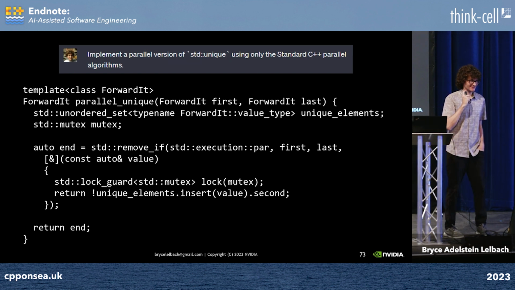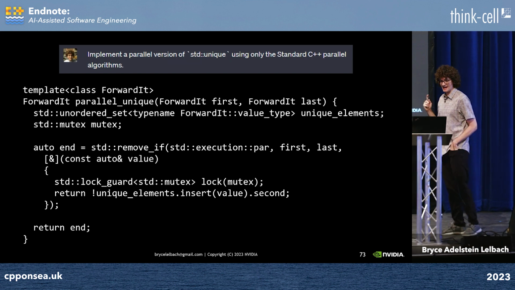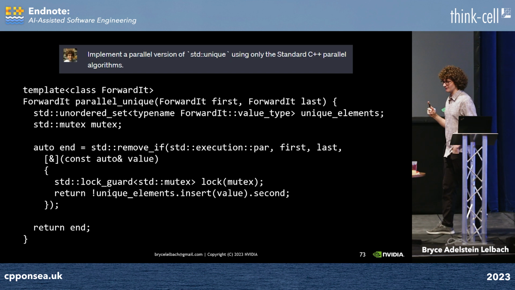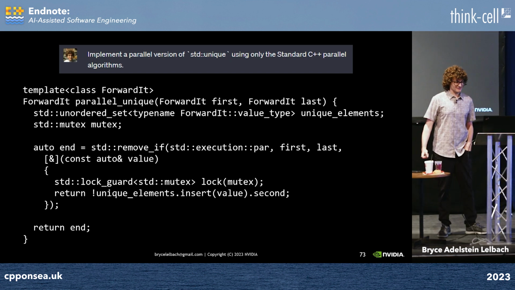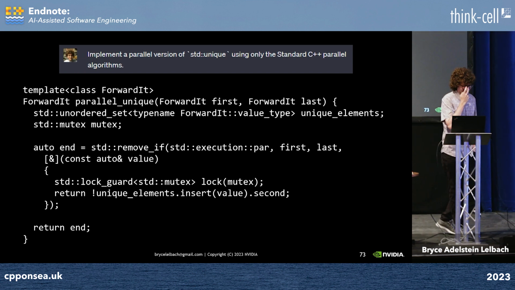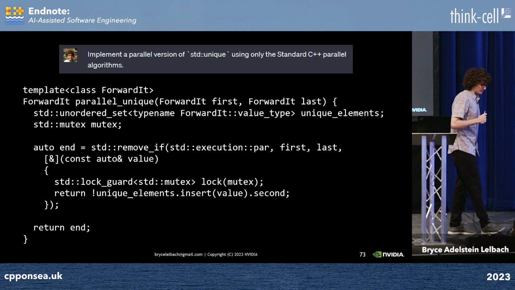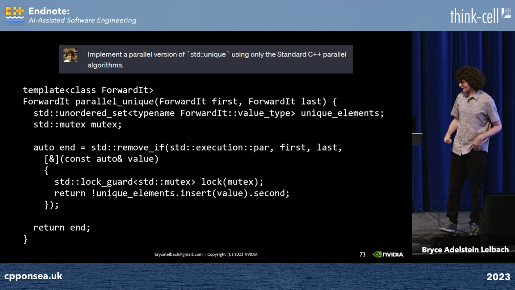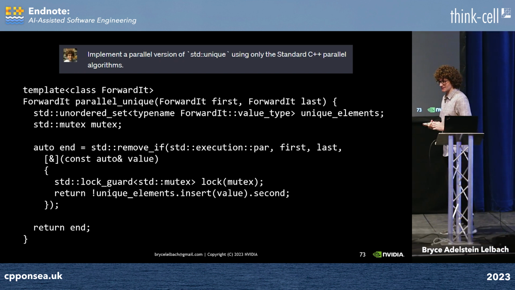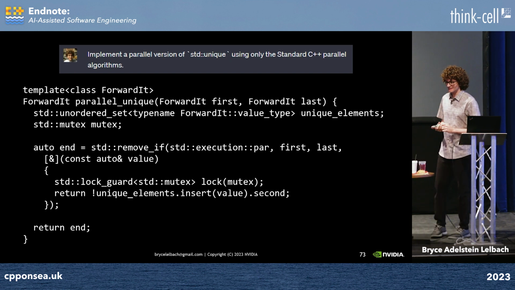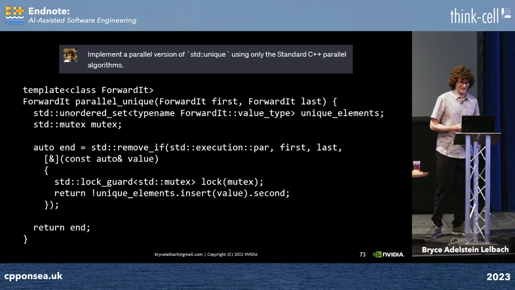Okay, it's using a mutex. It's using a mutex and a set, and then it's doing a remove_if, where on each iteration it locks the mutex and then inserts all the elements that are unique. There are a few things it's doing wrong here. One notable thing is that this is going to remove all duplicate elements, not just consecutive duplicate elements. It's also using a mutex, which is not going to be scalable.